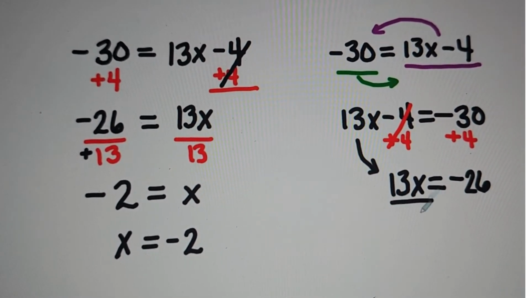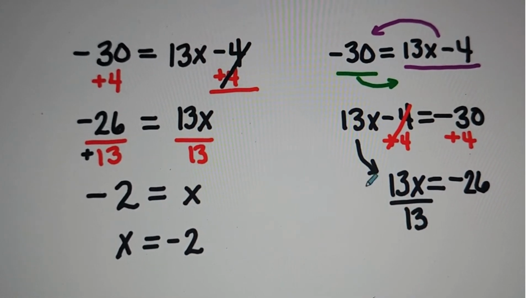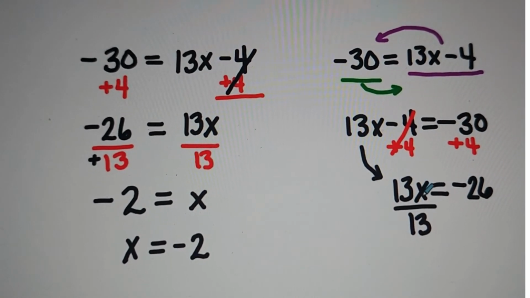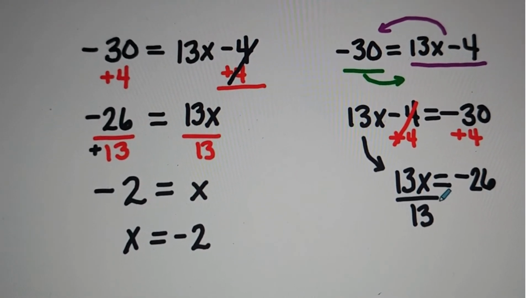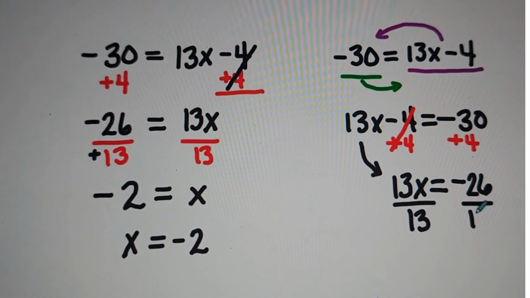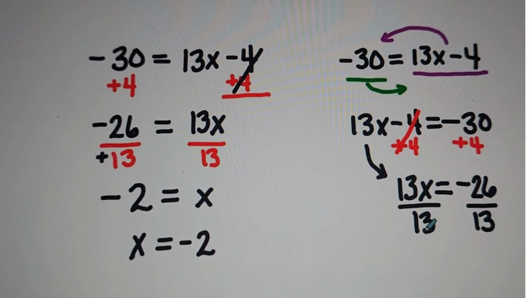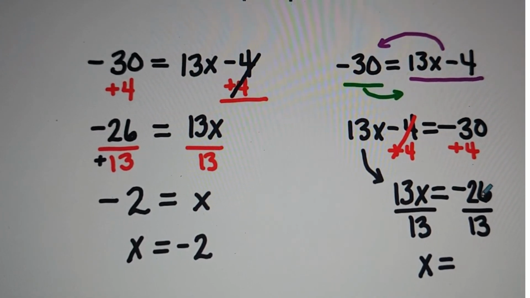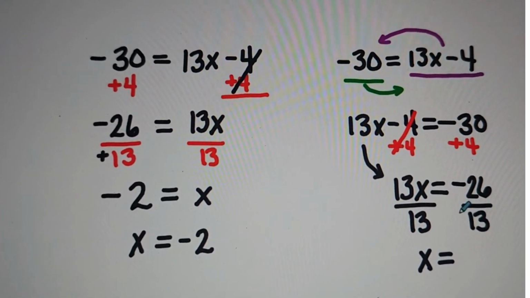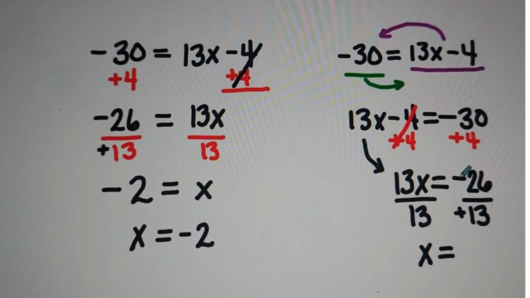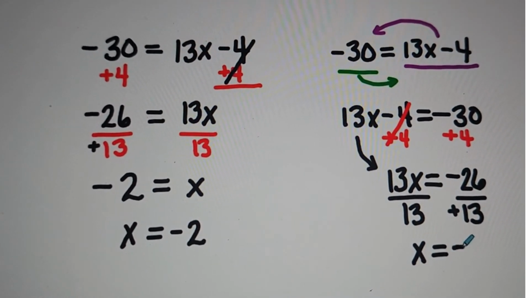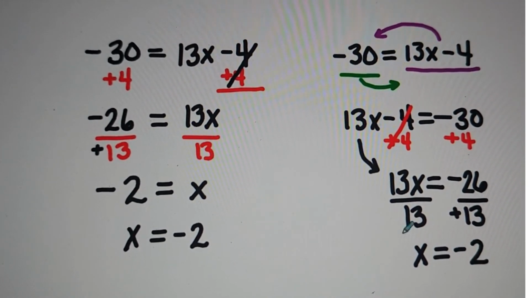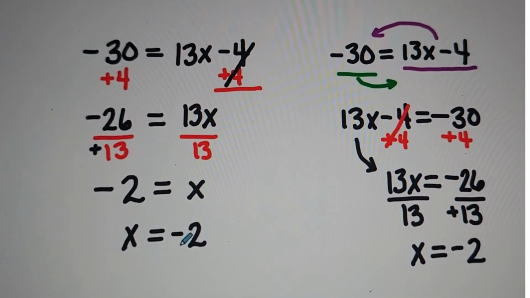We're going to go ahead and divide by our coefficient, which is the 13. It's attached to the x by multiplication. So the inverse is going to divide both sides by 13. 13 divided by 13 gives me x by itself. And negative 26 divided by 13. Remember, this is a positive 13, so a negative and a positive is a negative. 26 divided by 13 is 2. So we do get the same number.